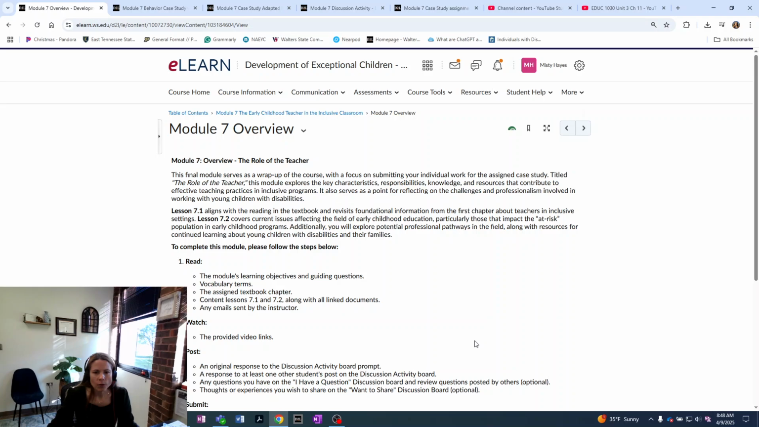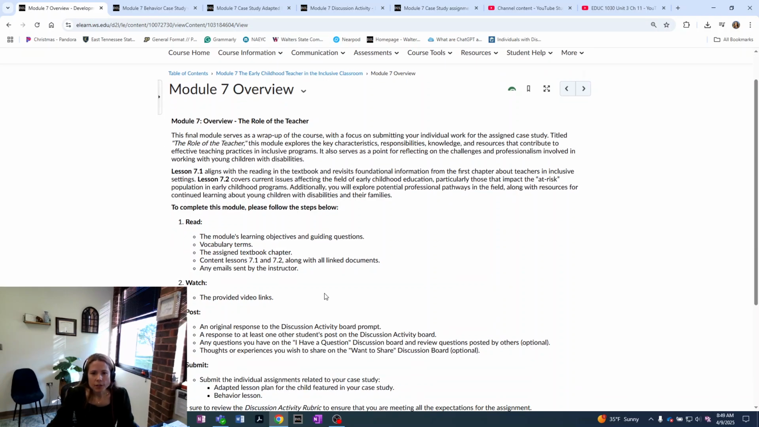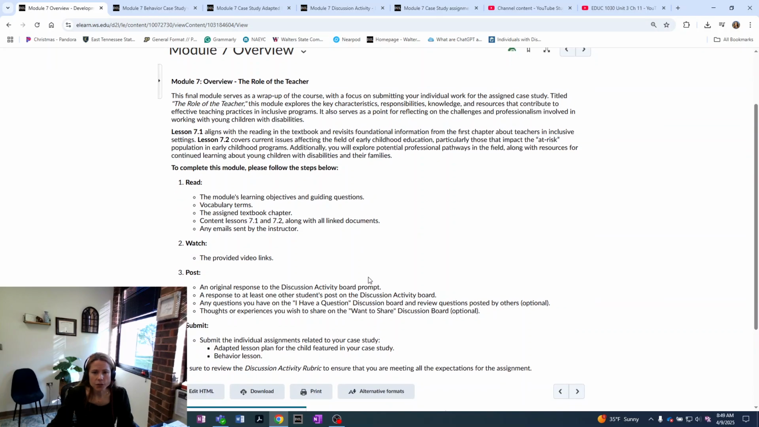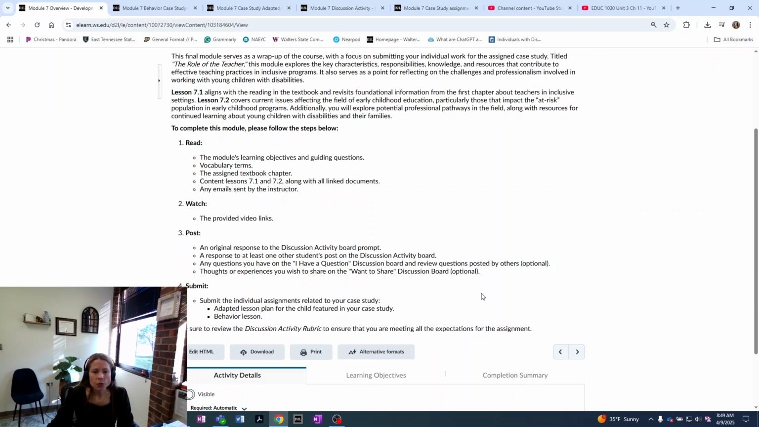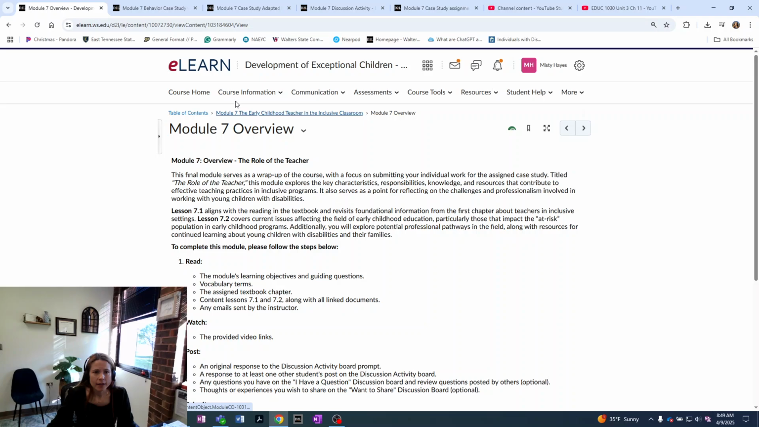When we begin with lesson 7.1, it really looks at a foundation point, right? It talks about an inclusive setting. And then going into 7.2 is really covering the current issues that we're facing in early childhood, looking specifically at at-risk populations, looking at those sorts of challenges in early childhood programs. So what you'll be doing is reading your textbook chapters, going through lessons 7.1 and 7.2, and also the provided links that I have. You will be completing your 2 lessons for Module 7.